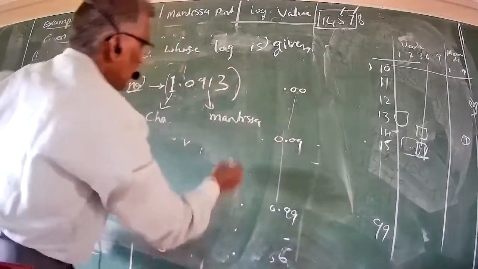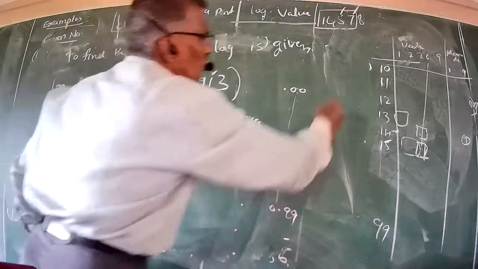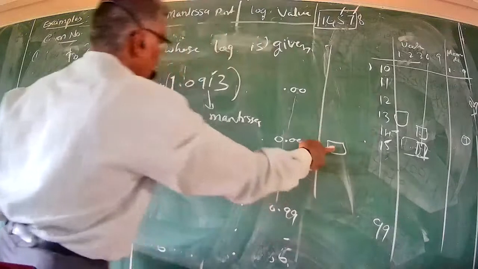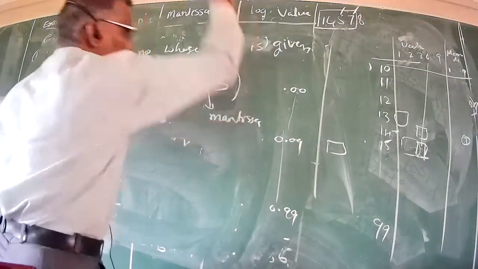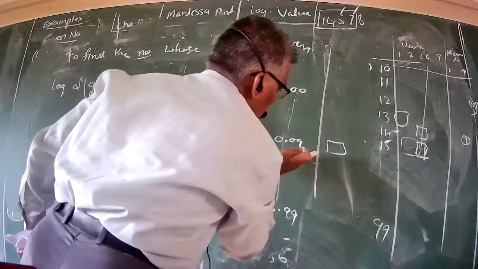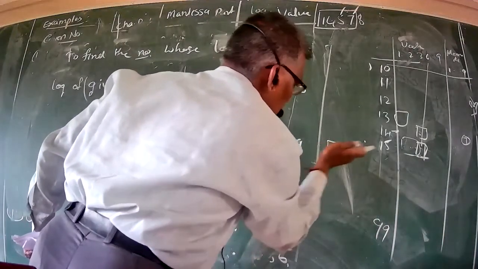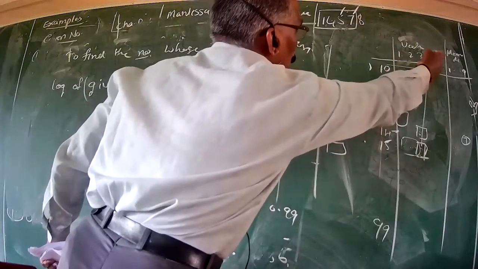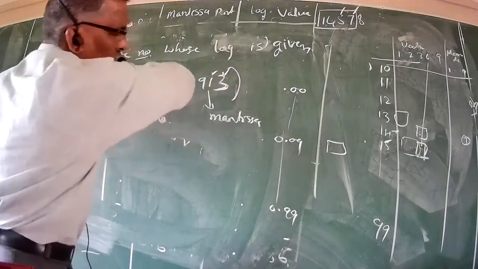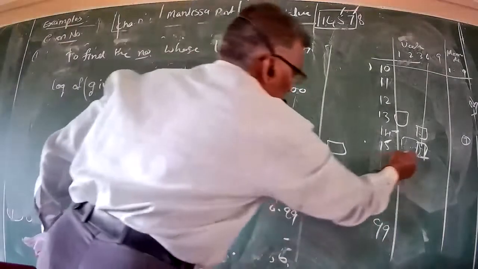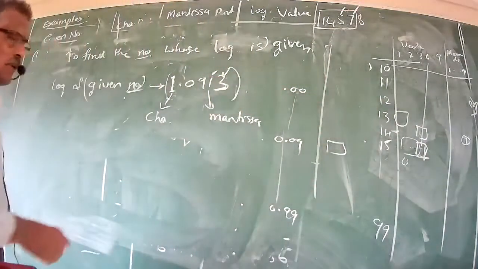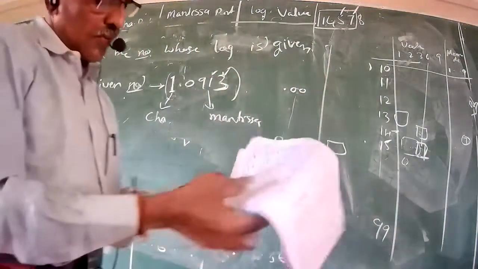Then come to the next one. Here one number will be there. Note that. The next number is 3. Move along the same row and come to the mean difference column. There you find the column headed by 3, and there you find some number. That number should be added to this. That is the final answer.